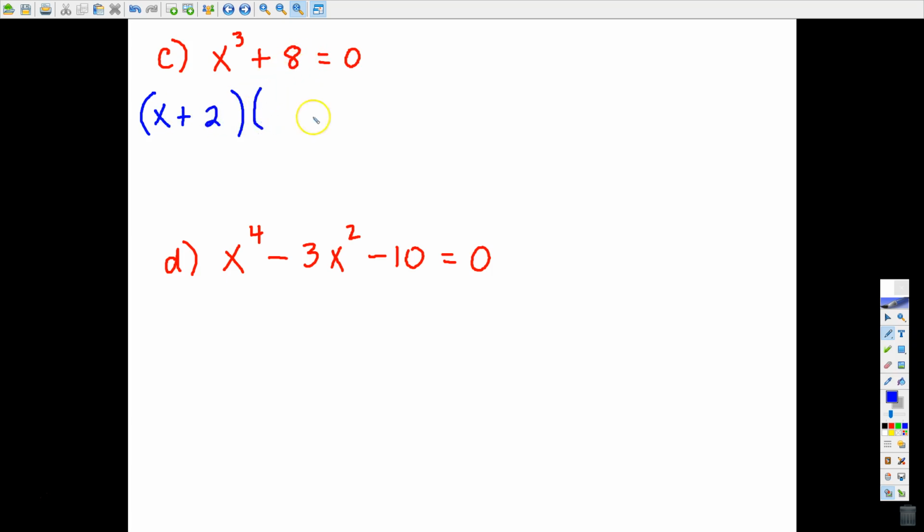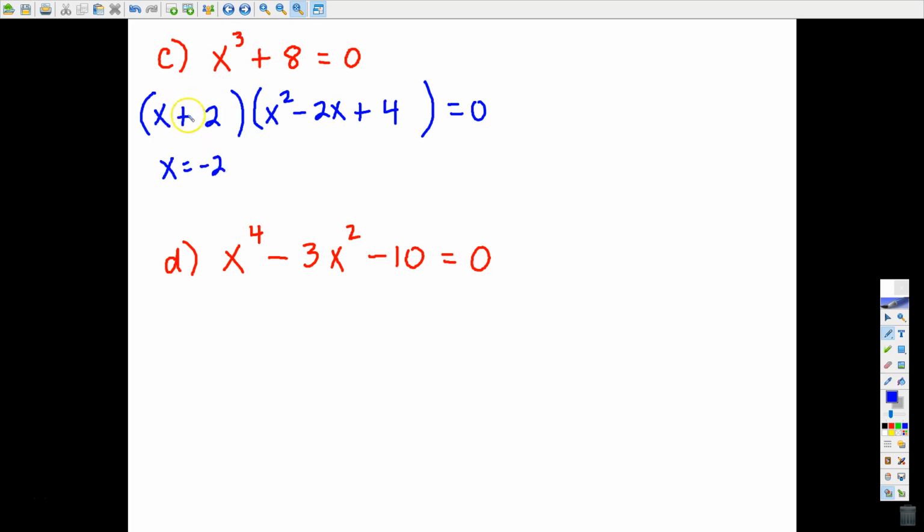And now I'm going to make a trinomial factor from this binomial. So this first term in the binomial, I square it. Minus, now I'm going to multiply these together. 2 times x is 2x. Plus, and now I'm going to raise this to the 2nd power. 2 squared is 4. Okay, this time, this is a cubic binomial. This time I'm going to be looking for 3 solutions. One of them is pretty easy.